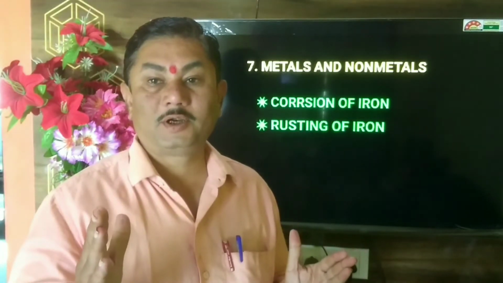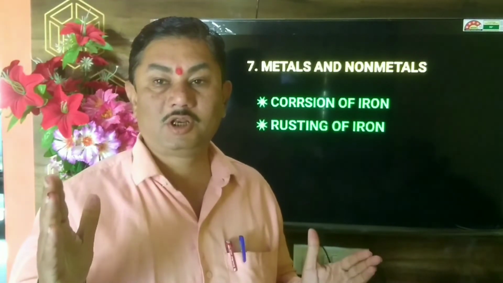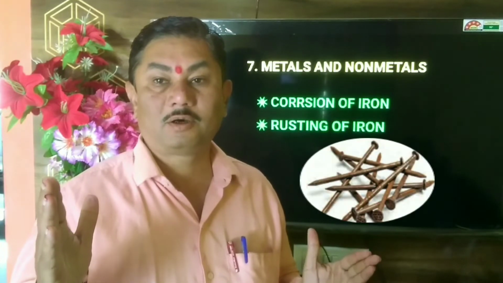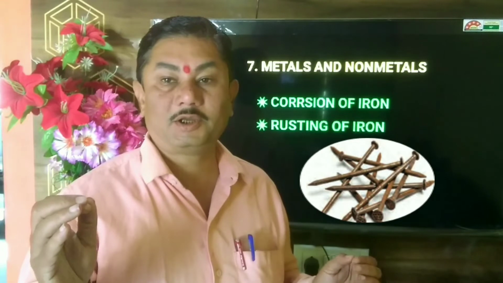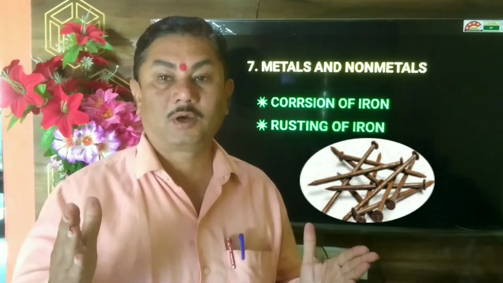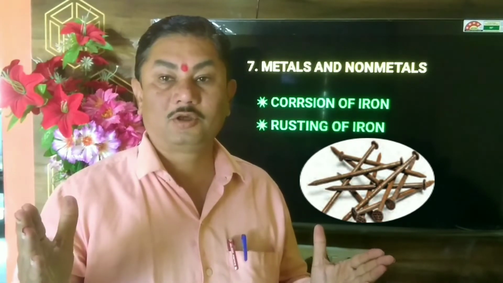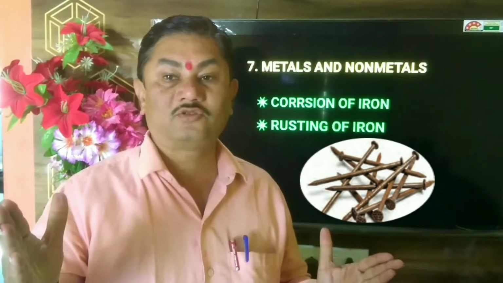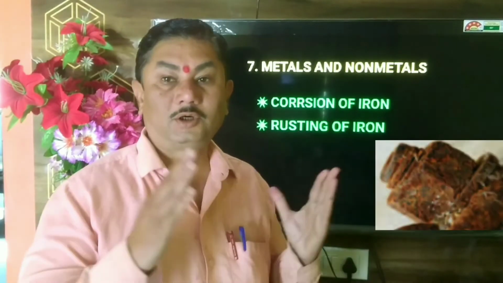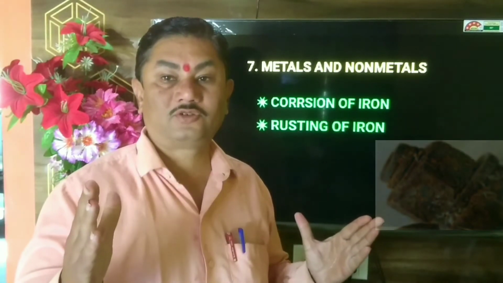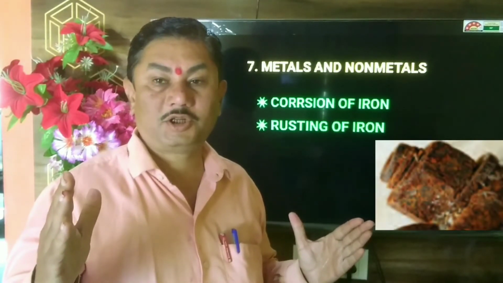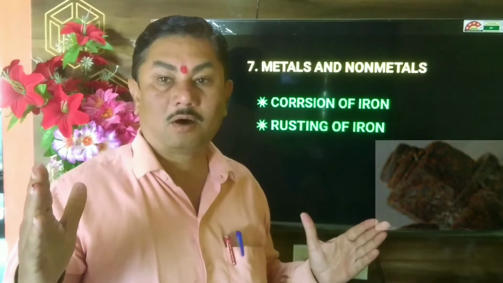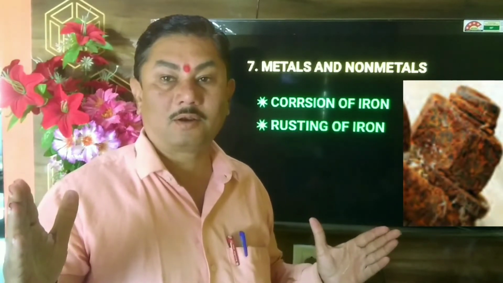Generally, reactive metals corrode easily. Iron is a reactive metal, hence iron gets rusted easily. A brown colored layer is formed on the objects of iron. The browning of objects of iron is called rusting of iron or corrosion of iron.